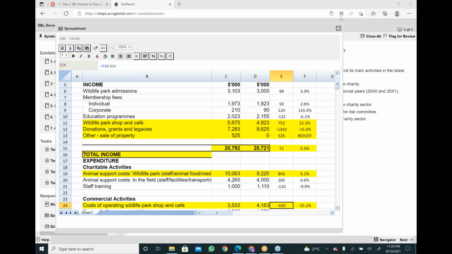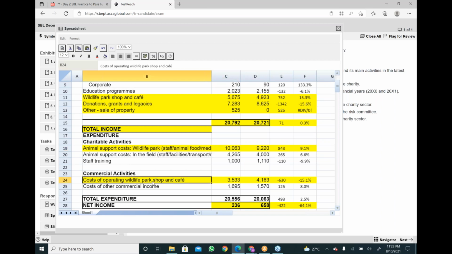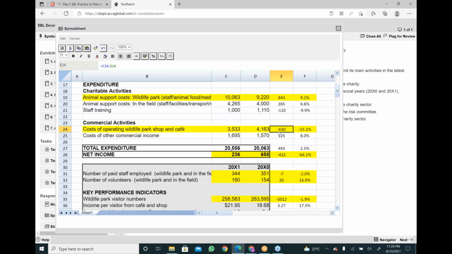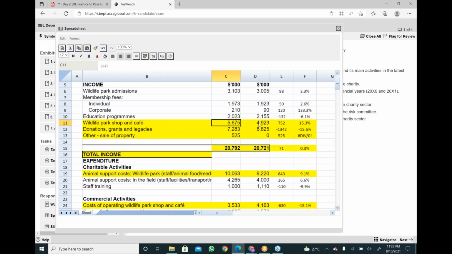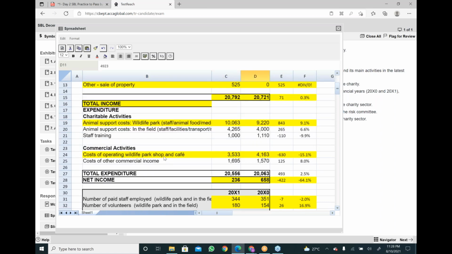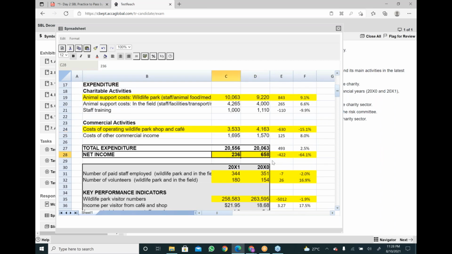So legacies, we need to explain why it's gone down. Wildlife park animal support cost has gone up. Cost of operating the wildlife park has gone down. That's a good one. No, cost of operating wildlife park, shop and cafe has gone down. And here the revenue from shop and cafe has gone up. The cost of shop and cafe has gone down, which is very good. Like double profit: revenue is going up, cost is going down, and net income has deteriorated.